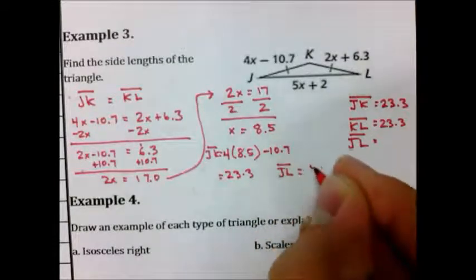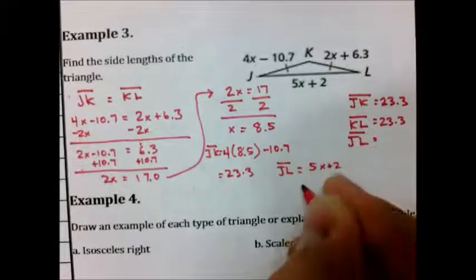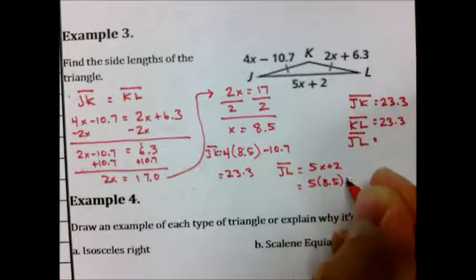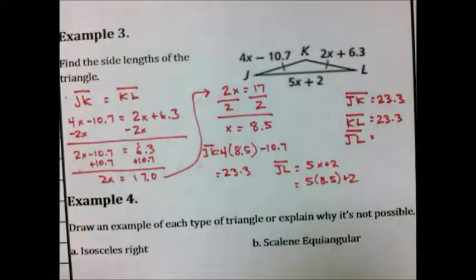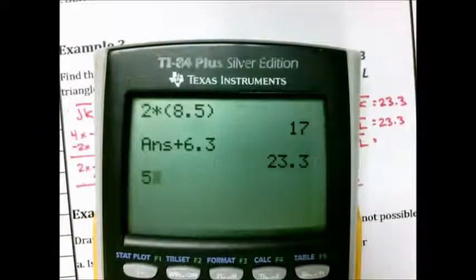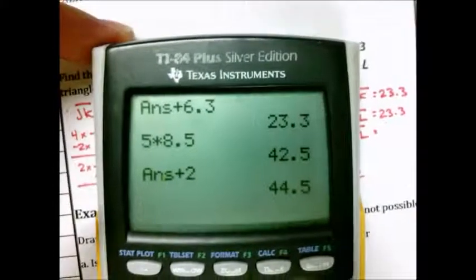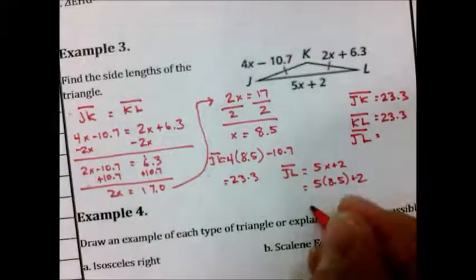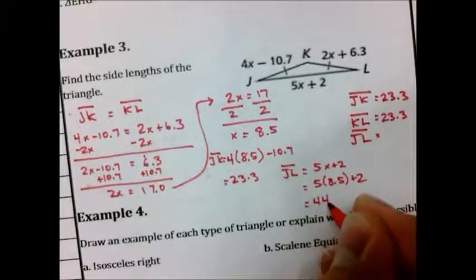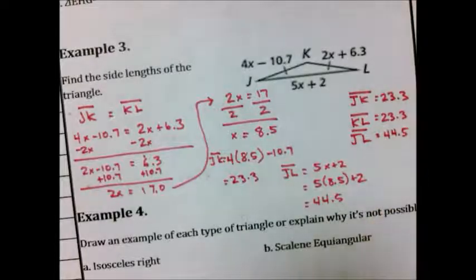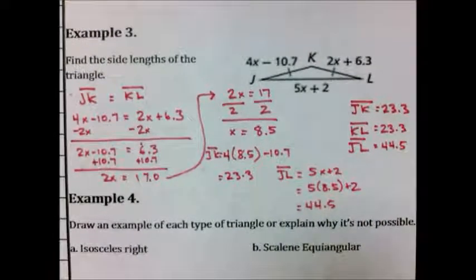And our last one is JL. Line JL is equal to 5x plus 2. That means we have to plug in 8.5 for x. 5 times 8.5 plus 2. Again, I'm going to get my friend here, say, what's 5 times 8.5? We get 42.5, and we have to add 2, so it's 44.5 is our final length of that line segment. And again, we're not given any units specifically, so we can just leave it as is.